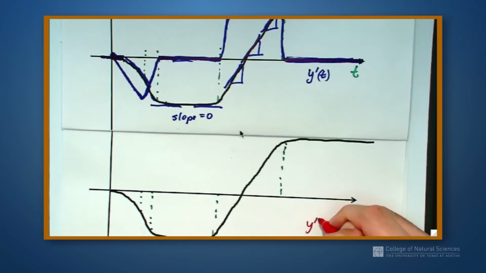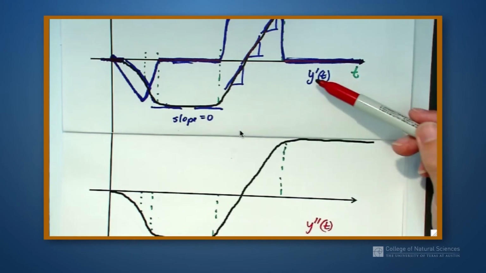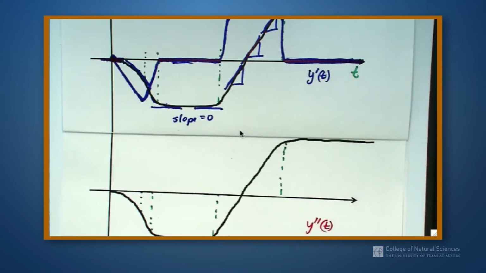So y double prime of t. This is going to be my acceleration. If I'm doing a position versus time graph for my original, I'm going to try to plot the acceleration, or how fast am I changing my velocity. So the second derivative is nothing more than the derivative of the first derivative. The second derivative, we just take the derivative again.